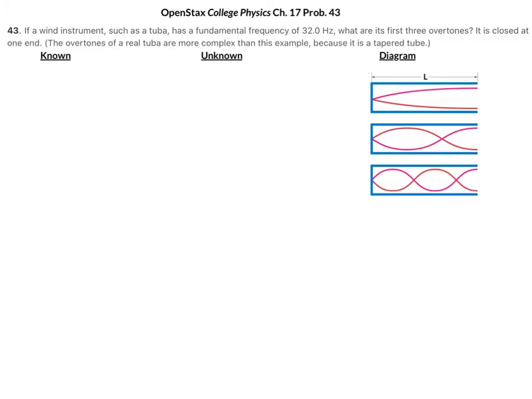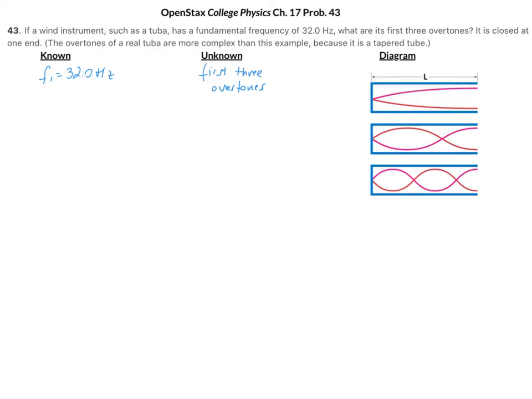So let's write down the things that we know. We know that the fundamental frequency, F1, is 32 Hz. And we're looking for the first three overtones. So we want F, I don't even know how to write this. I'll just say first three overtones. So why don't I know what it is that I'm looking for?